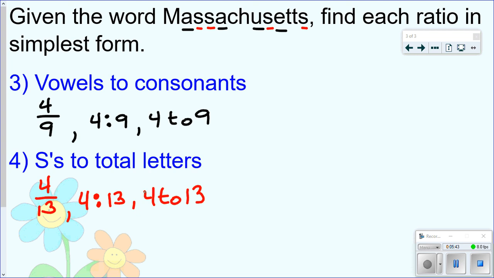All right. So again, this is just a quick, easy introduction to ratios. They're not too bad.